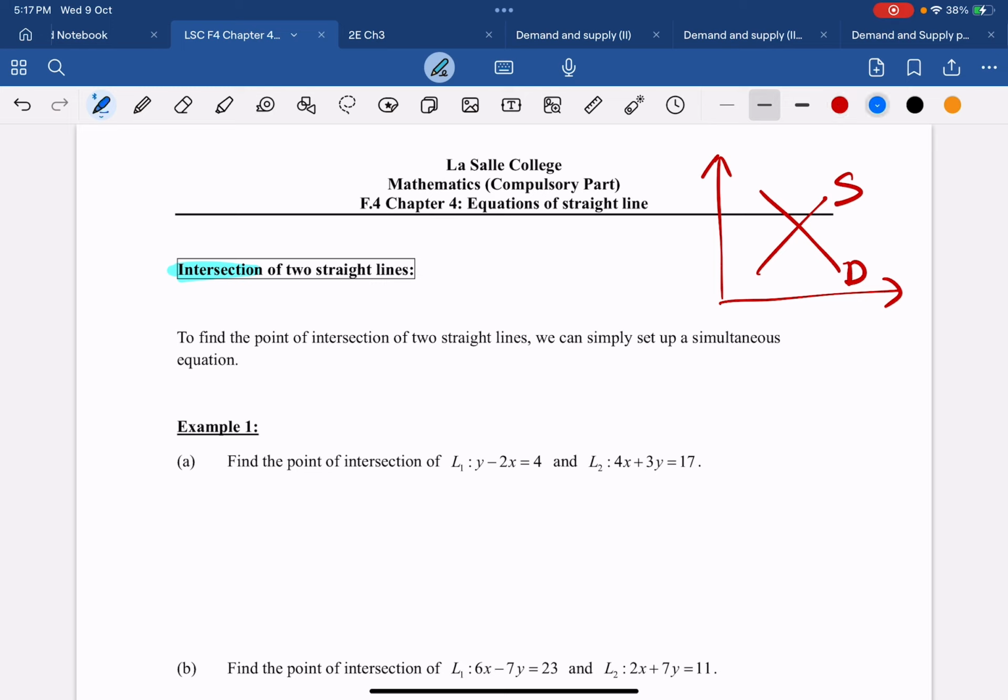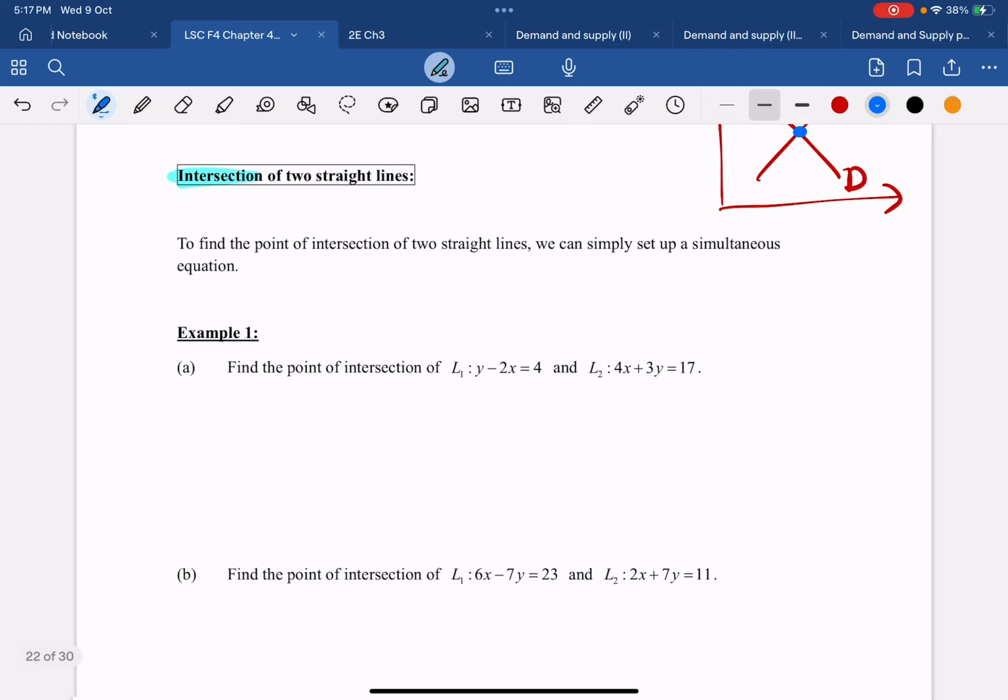So which is this point? So how to find the intersection point? Actually, it's just a simultaneous equation. So previously we got the program for simultaneous equation, right? So let's see example 1. y minus 2x equals 4 and 4x plus 3y equals 17.